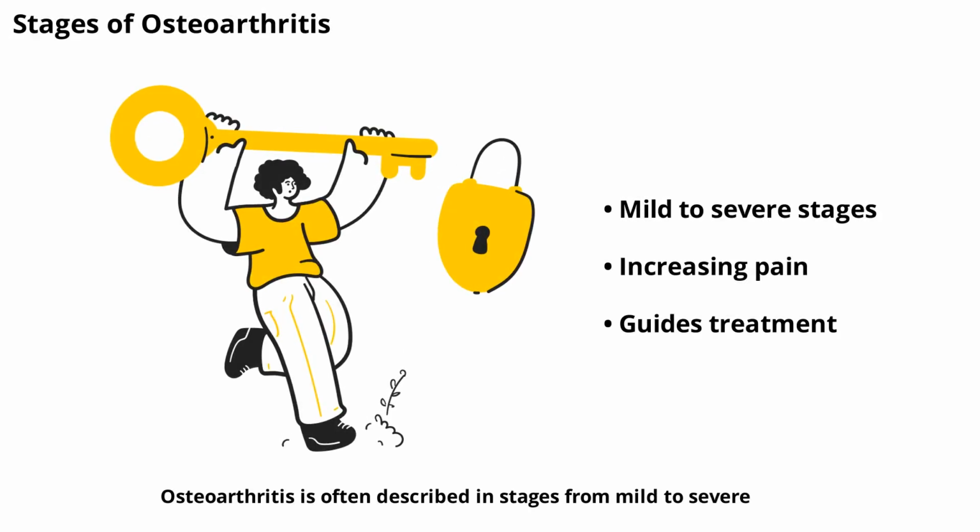Osteoarthritis is often described in stages, from mild to severe. In the early stage, cartilage damage is minimal and symptoms are mild or absent. As the disease progresses to moderate and severe stages, cartilage loss becomes more pronounced, pain increases, and joint function declines. Recognizing these stages helps guide treatment decisions.